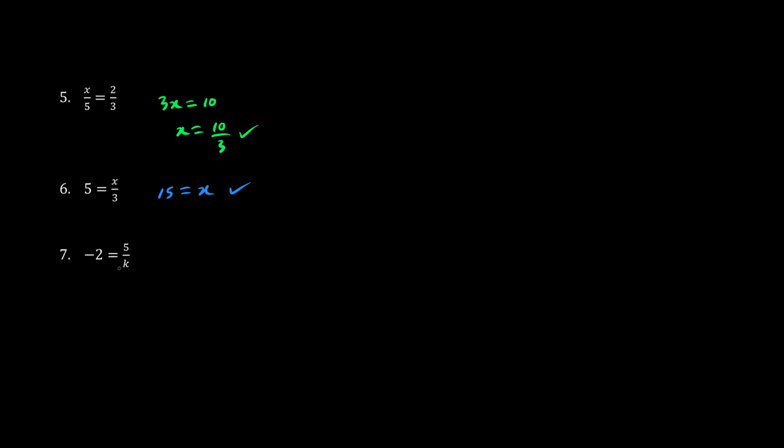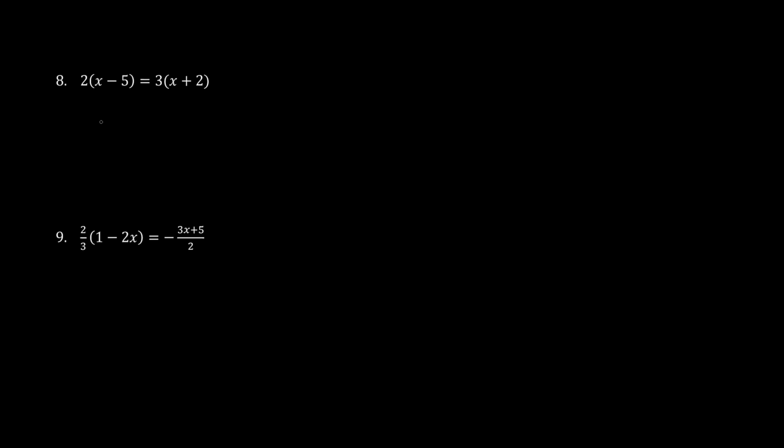Now how do you solve this k, this unknown value? The quick way would be to say that k is equal to the numerator divided by the other side, and that would be your answer. But if this technique does not come to you, just try cross multiplying. Negative 2 over 1 equals 5 over k. Cross multiply. Negative 2k is equal to 5. Divide both sides by negative 2, we get k equals 5 over negative 2. Same answer.